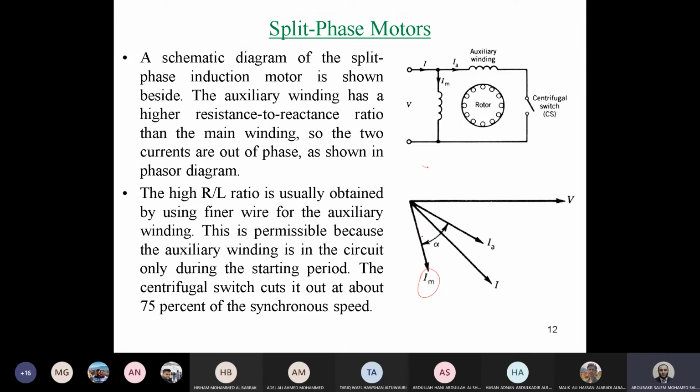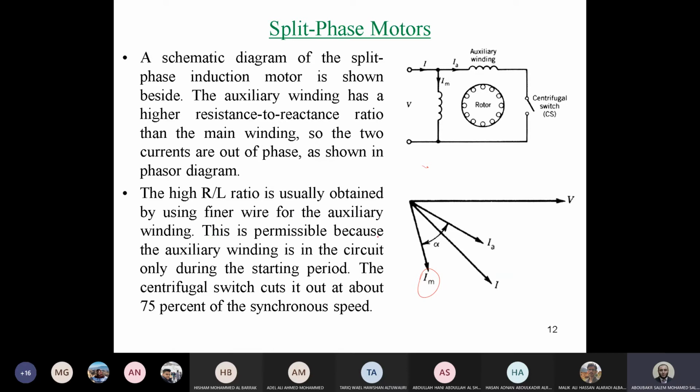And according to this phase shift, which we call in the revision theta A, you can have a component for flux. So this is now the resultant current based on the difference between the two coils. And this is enough to make a spin component for flux in the starting to operate the motor. The high R to L ratio is usually obtained by using a finer wire for the auxiliary winding. So you don't have a high cross section. The cross section here is small.